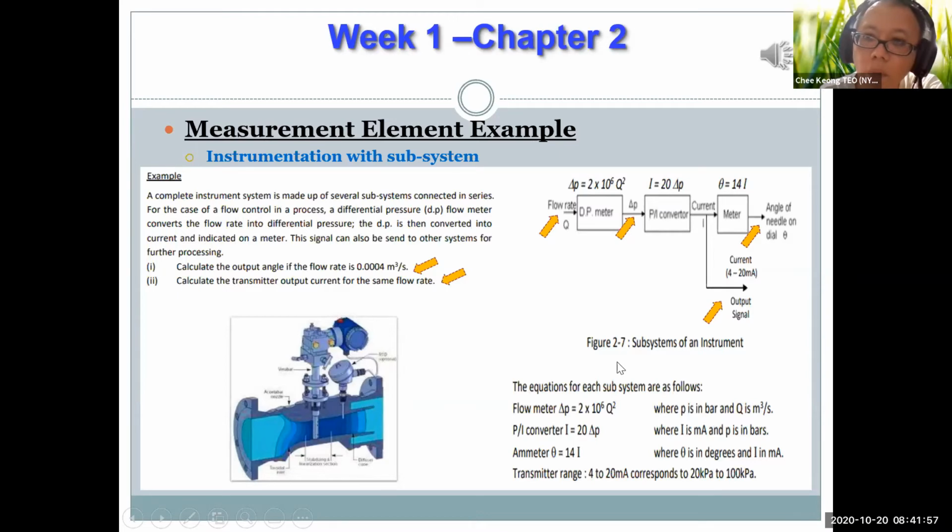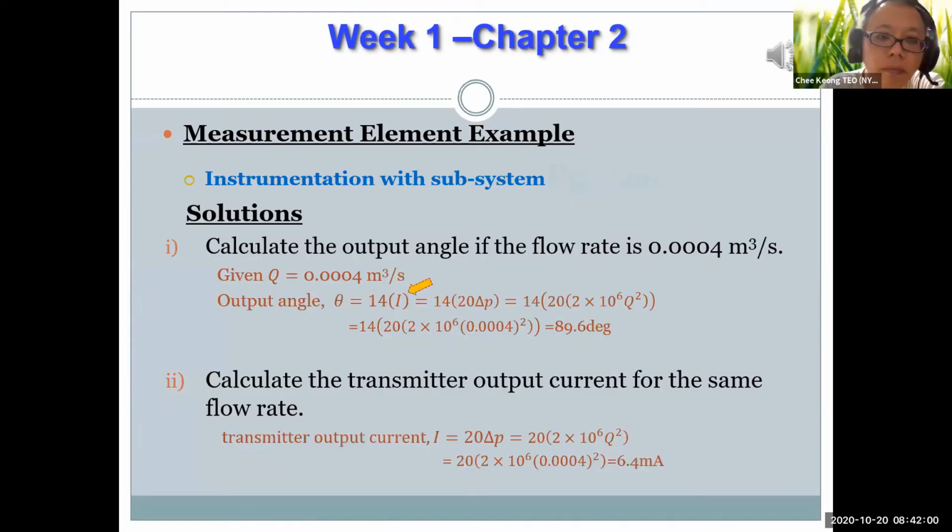Okay, so the next slide. Using the formula gotten from the question, output angle theta is 14 I, I is 20 delta P, and delta P is 2 times 10 to the power of 6 Q square. Since Q is 0.0004 meter cube per second, we substitute that in, and we yield theta equals 89.6 degree. Similarly for part 2, we can solve I to be 6.4 milliampere. Part 2 is just calculated up to here. They don't put in the 14, the further all the way to theta. So they just use 20 delta P. Yeah?